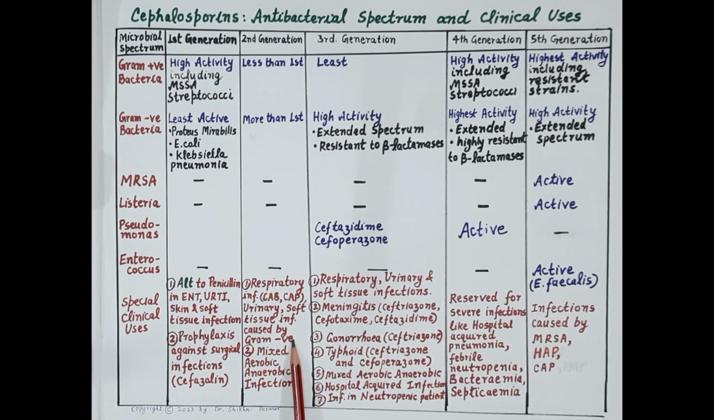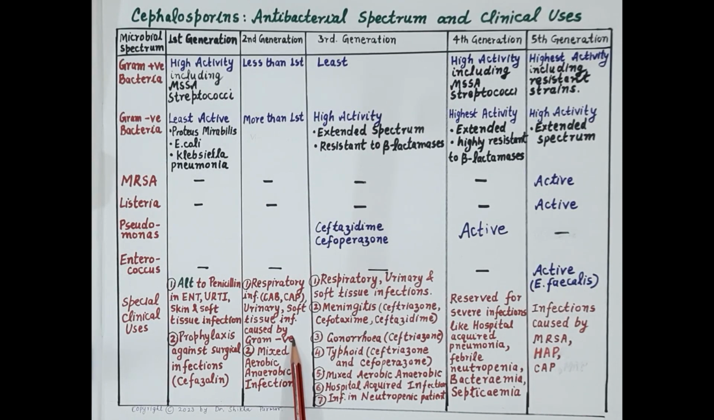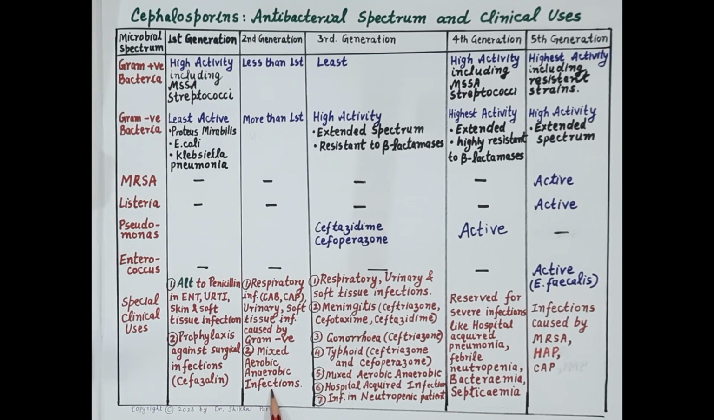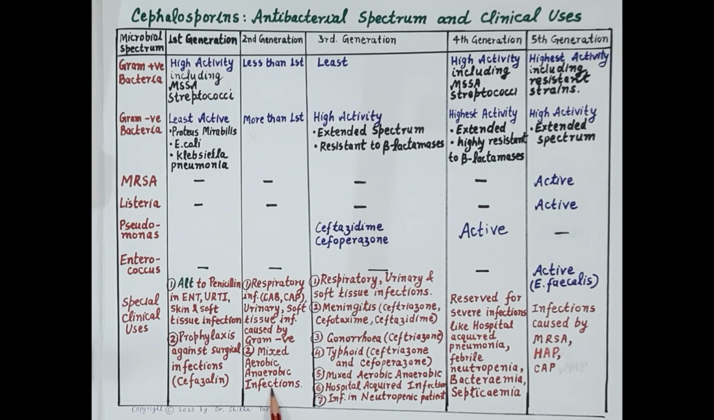Now, in addition to this, cefuroxime, cefaclor are effective against anaerobic bacteria. So, cefuroxime, cefaclor are also used in mixed aerobic anaerobic infections like for example in cancer patients, in patients undergoing colorectal surgery, etc. Now these patients can get infected by aerobic as well as anaerobic bacteria. So these are the clinical uses of second generation cephalosporins.